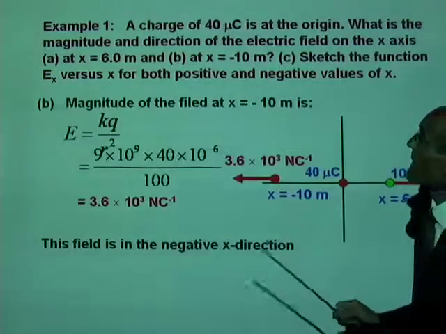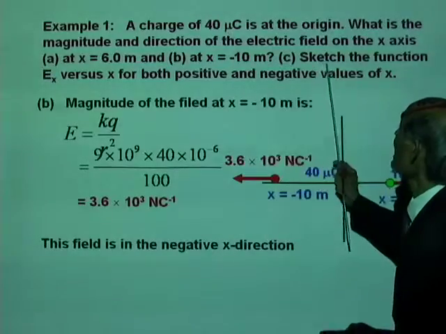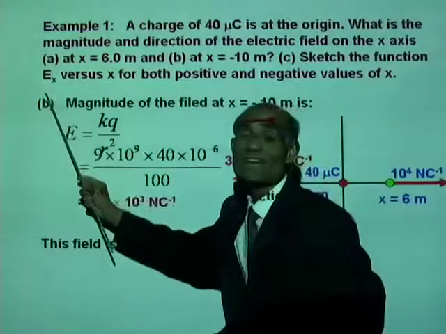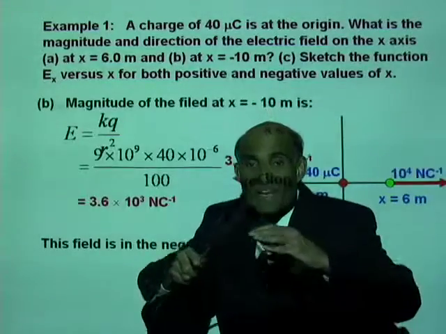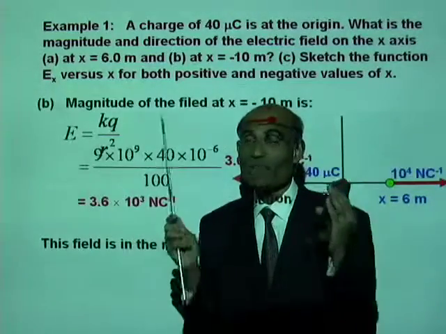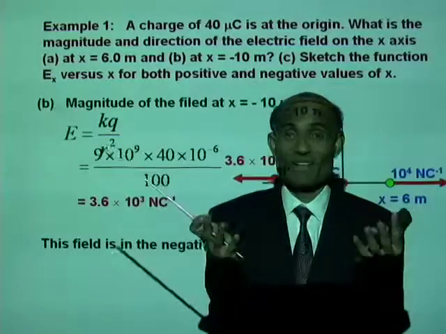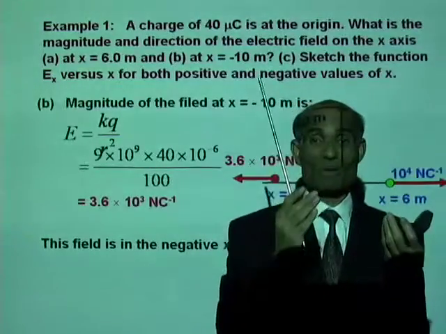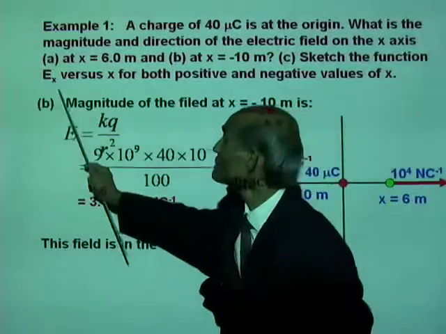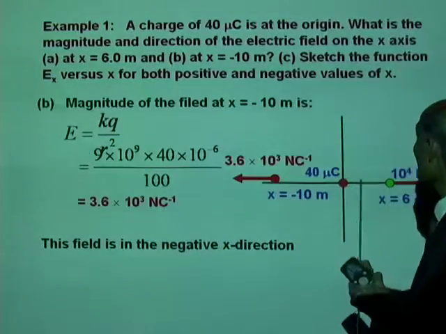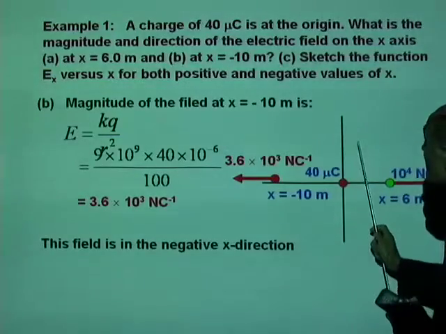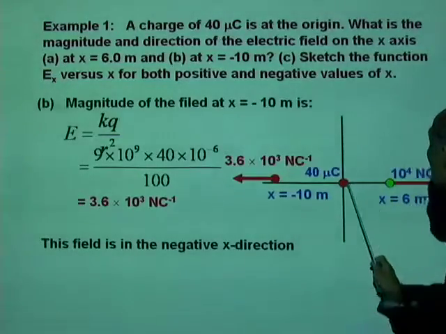Alright, now what is the next thing we need to find? Sketch the function Ex. What does Ex stand for? Electric field in the x direction. Remember, field is a vector quantity. It can be expressed as components, x component and y component. So Ex stands for the electric field in the x direction.